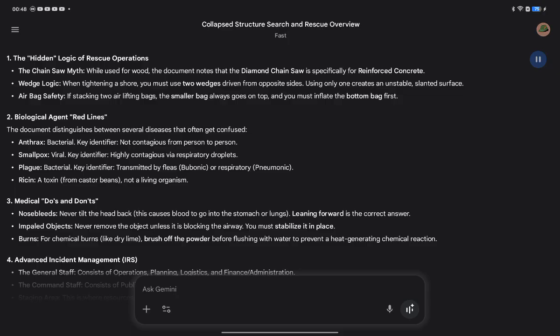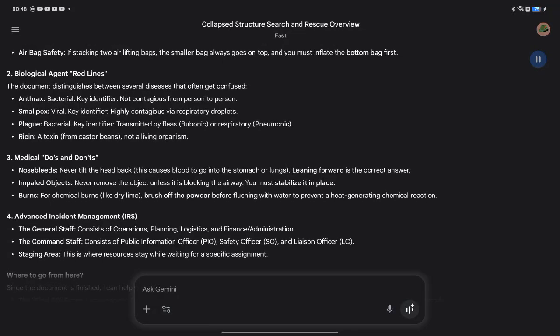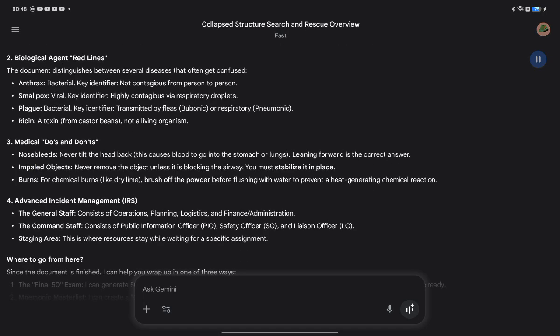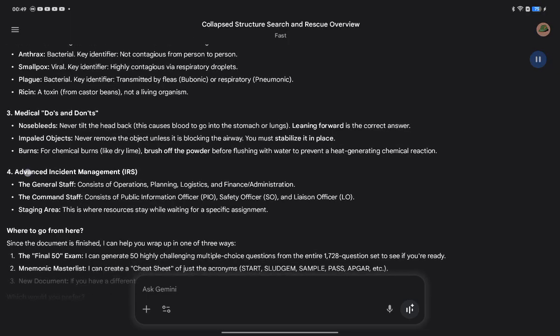2. Biological agent red lines. The document distinguishes between several diseases that often get confused. Anthrax, bacterial. Key identifier, not contagious from person to person. Smallpox, viral. Key identifier, highly contagious via respiratory droplets. Plague, bacterial. Key identifier, transmitted by fleas, bubonic, or respiratory, pneumonic. Ricin, a toxin from castor beans, not a living organism.